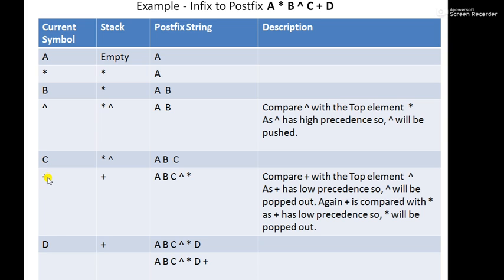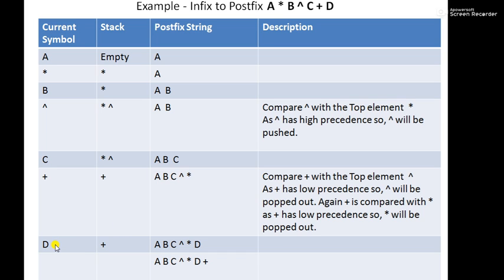Okay. Then again plus will be compared with this multiplication. Multiplication again has higher precedence, so multiplication will be popped out and added into the expression. Then only we can push the plus operator here. So presently the postfix string will be ABC, then exponential, then multiplication. So the description is written here.